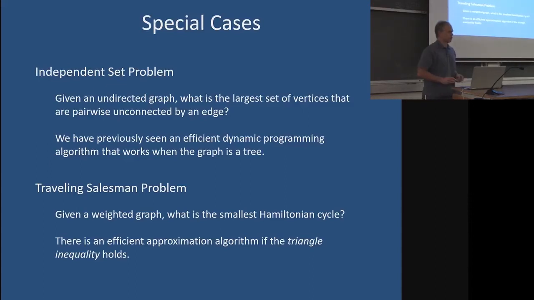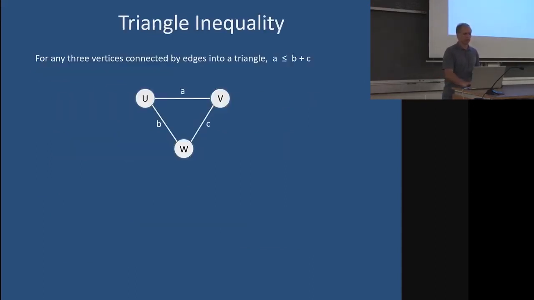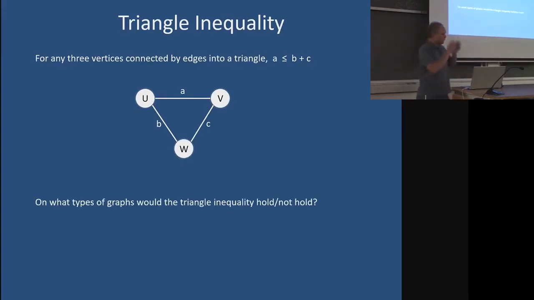And that's what the triangle inequality is talking about. So here's a triangle inequality. It just says if you have any three vertices connected in a triangle like that, that the distance A there is less than or equal to the distance B plus the distance C. I say distance, it's just the weight. So the cost of going directly, the cost of that edge from U to V is going to be less than or equal to the cost of going to V and W. Okay? That's a triangle inequality.